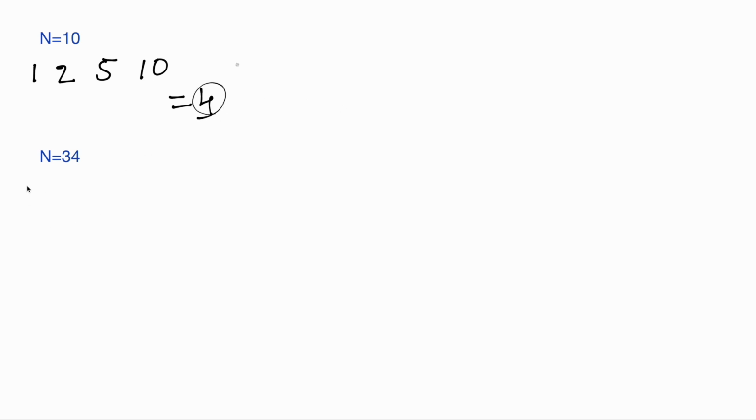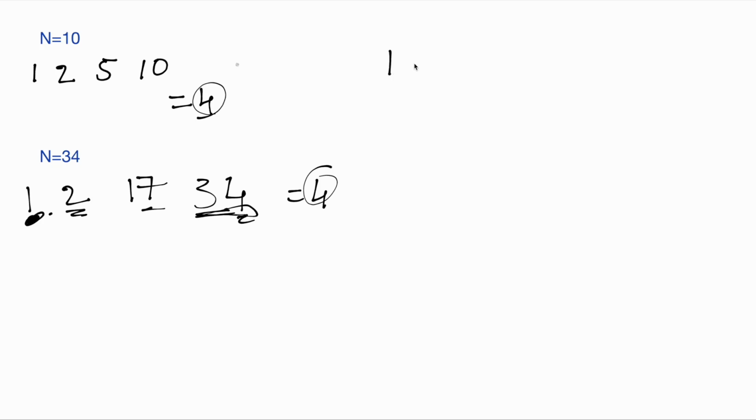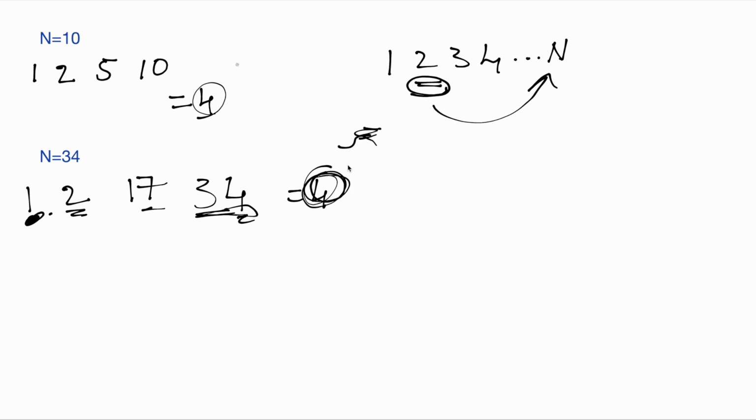And for 34, it's 1, 2, 17 and 34, since 2 times 17 is 34. The count becomes again 4. If we carefully observe, the factors of a number always range from 1 to that number itself. So what can be the brute force approach here? We have to visit each number from 1 to n. The solution is simple.